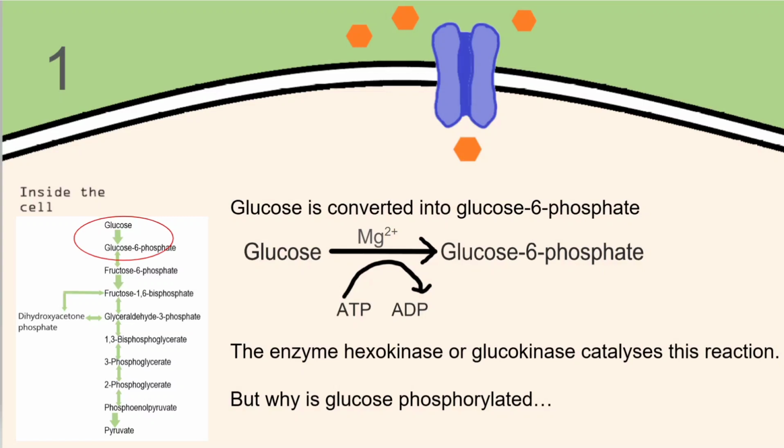Now, magnesium ions are important for this reaction as they shield the negative charge on ATP's phosphate groups, which makes the phosphorylation possible. The enzyme hexokinase, or glucokinase in the liver, catalyzes this reaction, and this is an example of substrate-level phosphorylation. But why do we even phosphorylate glucose in the first place? Well, you must note that the GLUT transporter is bidirectional, so glucose can both enter and leave the cell, but once glucose is phosphorylated, it cannot leave the cell.